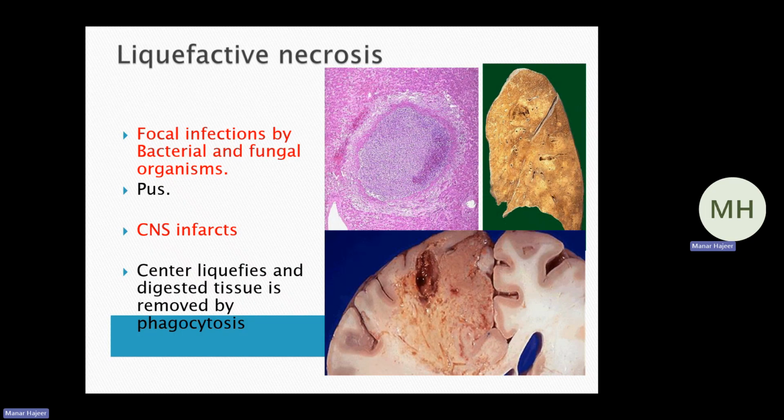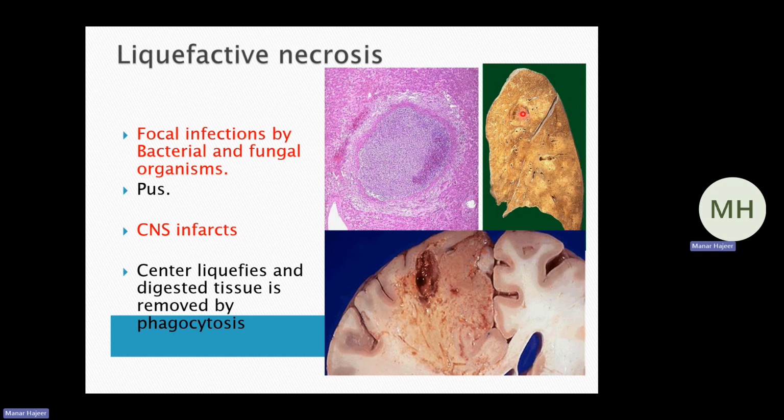The second type of necrosis is called liquefactive necrosis, and from its name, it is liquid form of material that accumulates in this type of necrosis. It is usually associated with focal infections by bacterial and fungal organisms, which are usually accompanied by the production of pus material اللي هي مادة العمل أو الخراج, in addition to ischemia to the brain or to the central nervous system, brain and spinal cord, will result in a liquefactive pattern of necrosis بدل coagulative necrosis اللي بيصير ببقية solid organs.